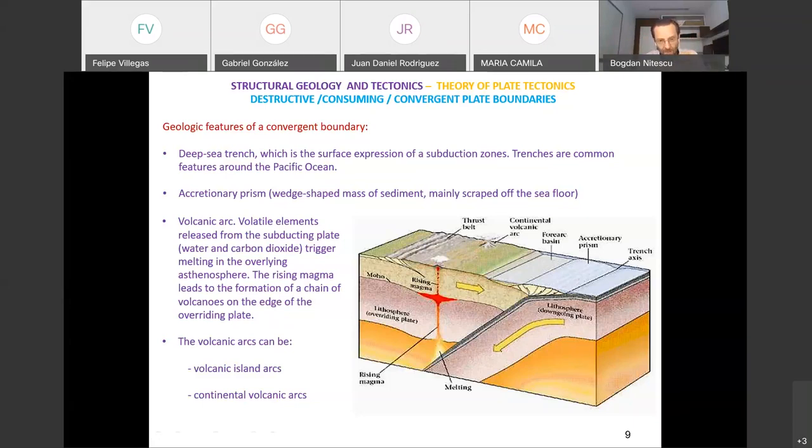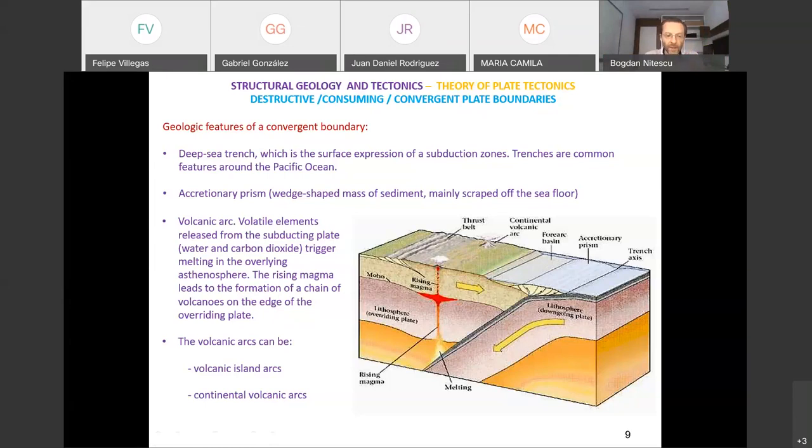So in this case, the melts, as they are formed in the asthenosphere, will ascend through the lithosphere, but they will evolve. Their chemistry will change as well. So they will also pick up material from the segment of the lithosphere that they cross. So eventually you have some magma going into the crust and to the surface, becoming lava. So you have the formation of a chain of volcanoes on the edge of the overriding plate. So where you have subduction, you have this volcanism.